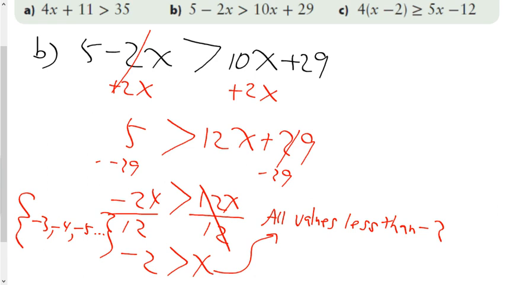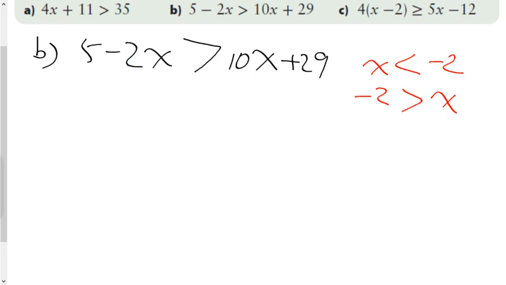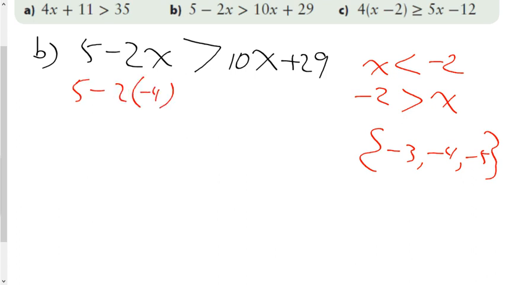In order to verify, okay, let's check now. So all values less than negative 2, I put -3, -4, -5, right? Okay. I'm going to choose -4. I'm going to substitute it in here. So 5 minus 2 times -4 will have a value greater than 10 times that same -4 plus 29.